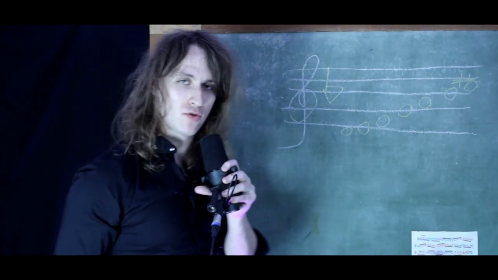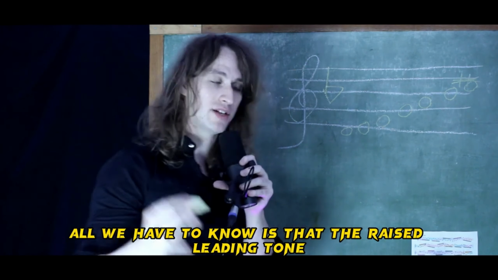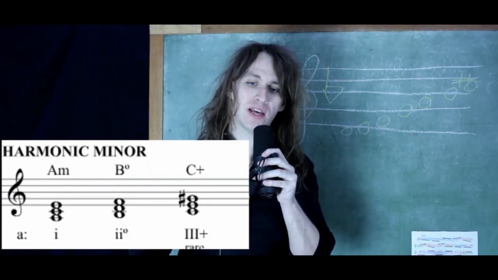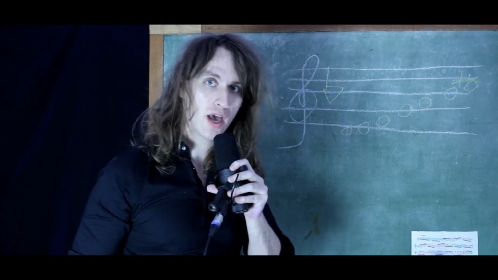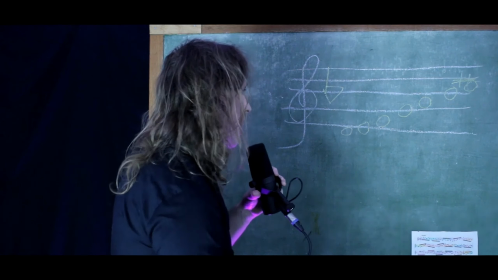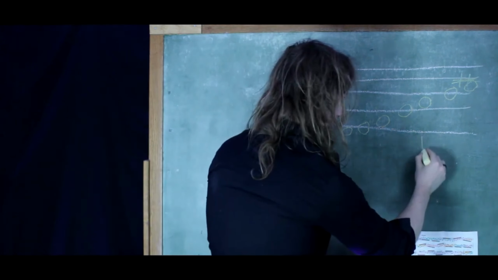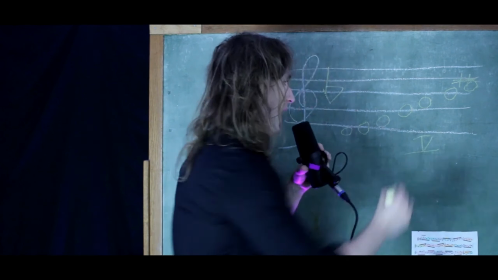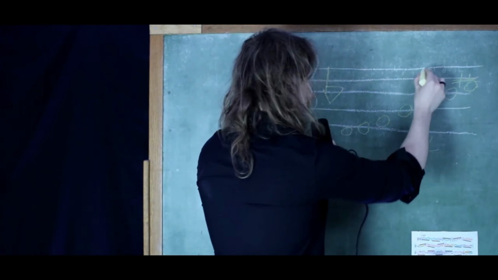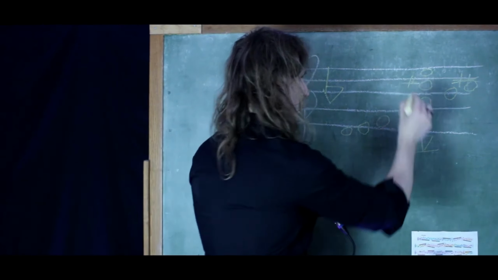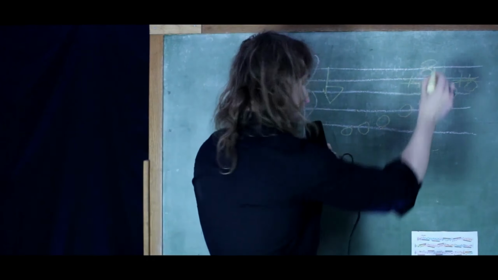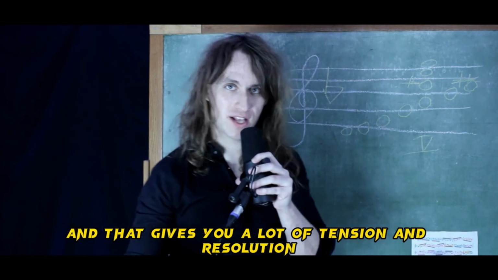Now, ignoring my sloppy handwriting on this, all we have to know is that the raised leading tone, or the raised C sharp, is basically going to impact the chords that we use in songs that use this scale. And what I mean by that is whenever we have something like a 5 chord, right? So if we play a 5 chord in this key right here, we'd have to make that C a C sharp, right? So then you'd have an A major chord, and that would be called your dominant chord. You can even add a G in there to make it a dominant 7 chord, and that gives you a lot of tension and resolution.